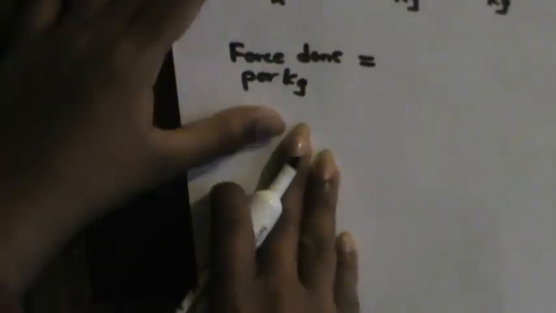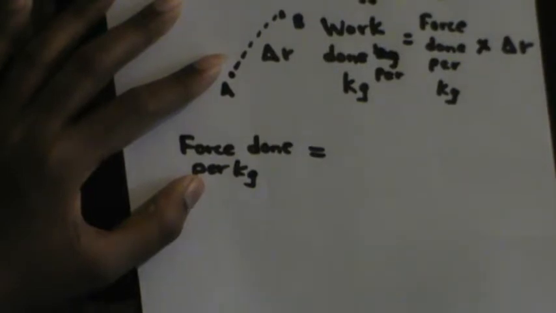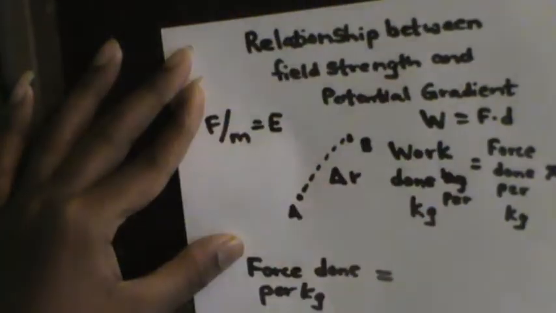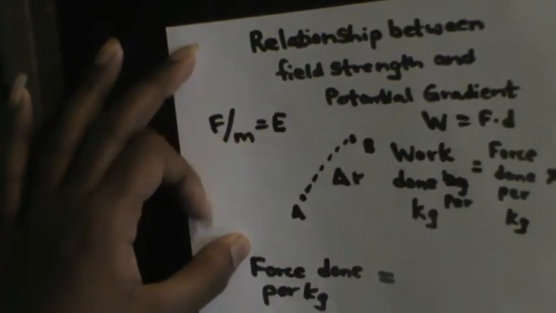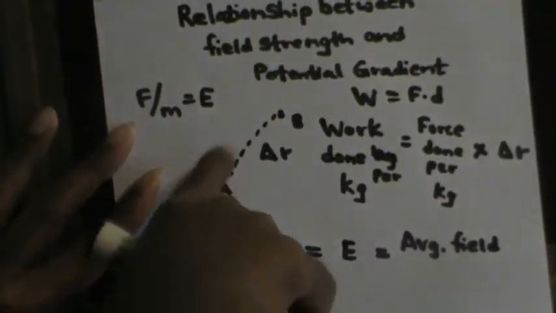Now you know from the previous videos that the force divided by mass, which is F divided by m, is actually equal to E, because the field strength is equal to the ratio of force per mass. So force done per kilogram is actually the value of E, which is also equal to the field strength. Field strength means the average field strength, because the field strength varies. Field strength varies because I have not taken this distance B to be directly away, so the field strength varies because it's angular, not in a vertical direction.